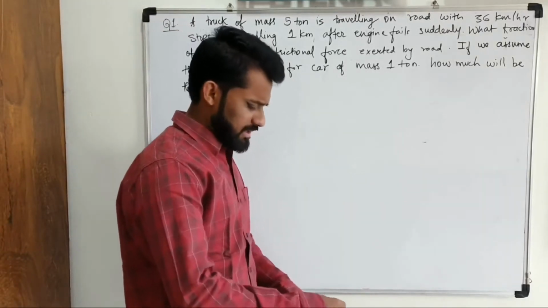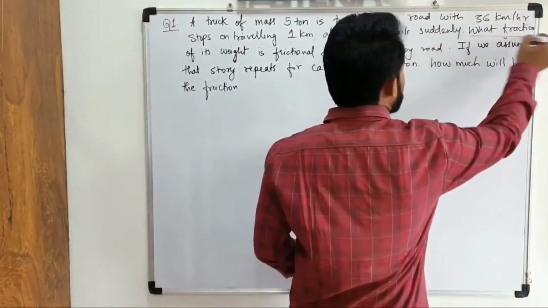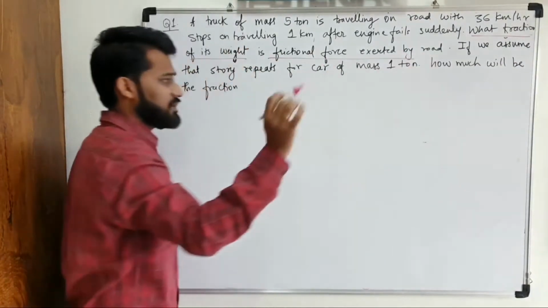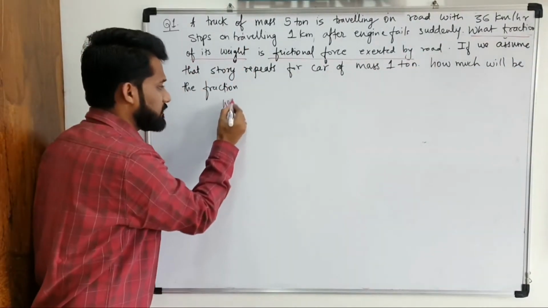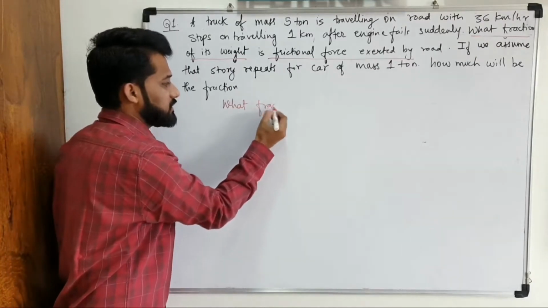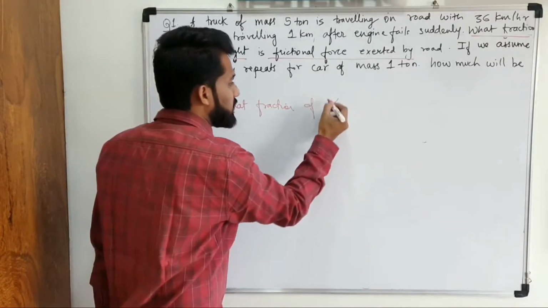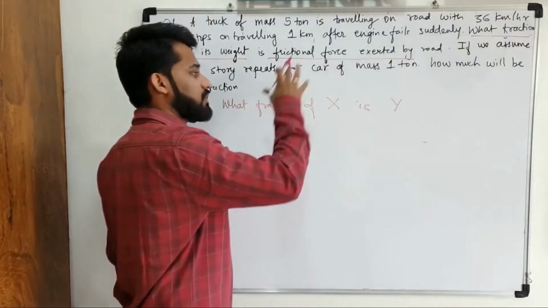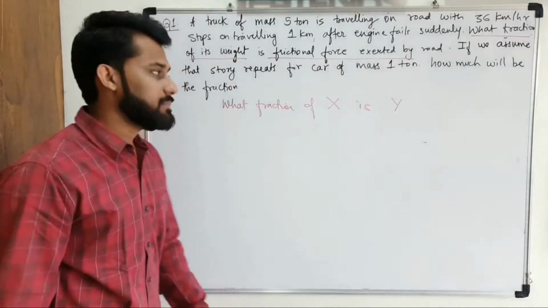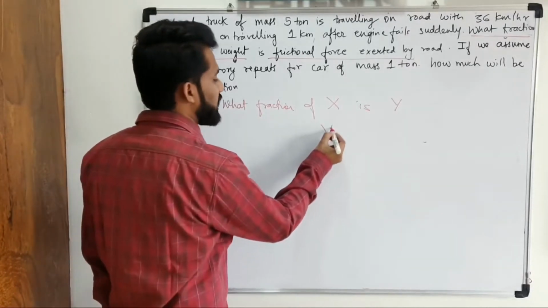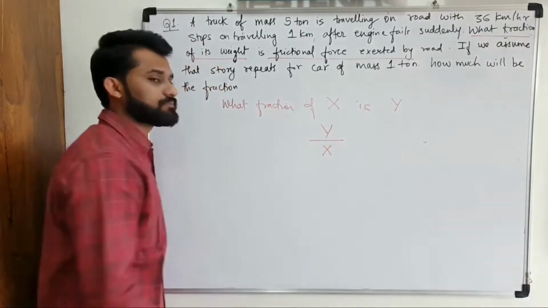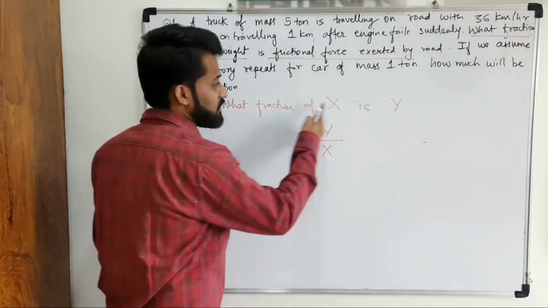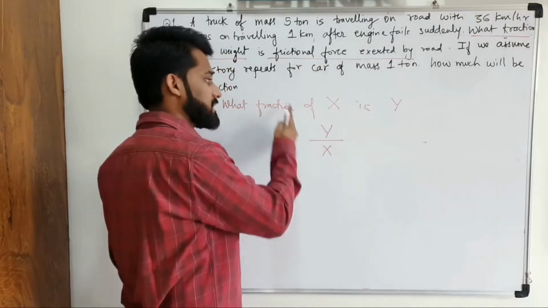Now see, normally you will come across this type of question: what fraction of one quantity is the second quantity? Whenever you see this, what fraction of quantity X is quantity Y, it means in the question it is asked, what is the value of Y by X? Sometimes it could be asked in this way: what percentage of X is Y?